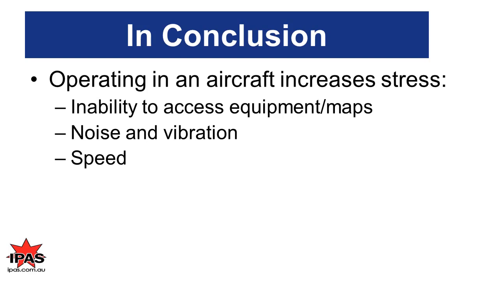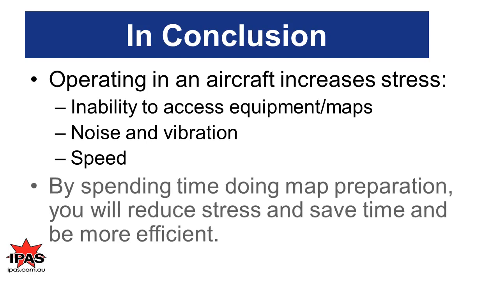And finally, speed. On the ground, you'll be traveling at 60 or 80 kilometers an hour, but in the air, 100 knots is 185 kilometers an hour. So you're going to be crossing over terrain much faster than you are on the ground, and in a straight line too.